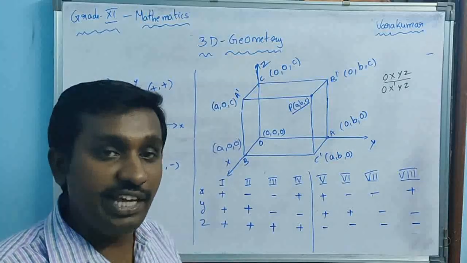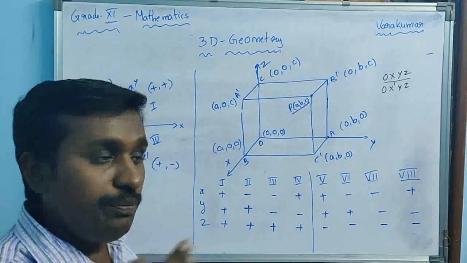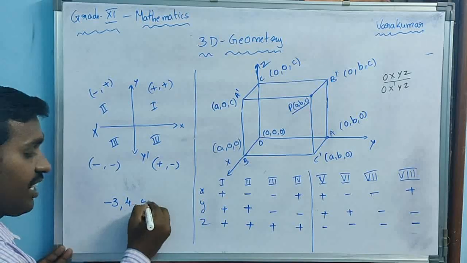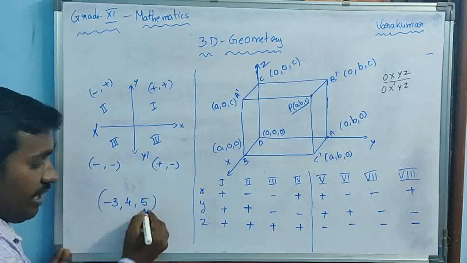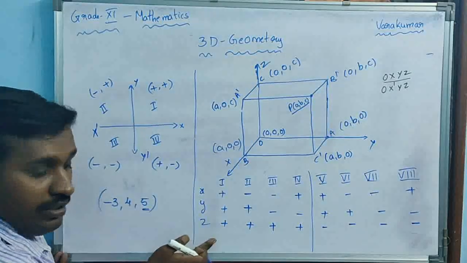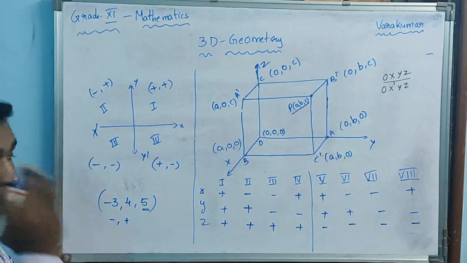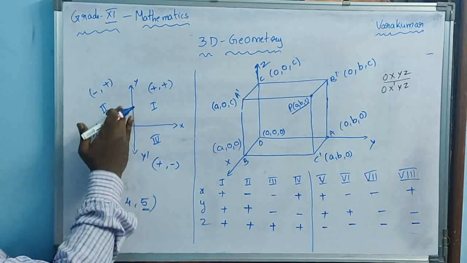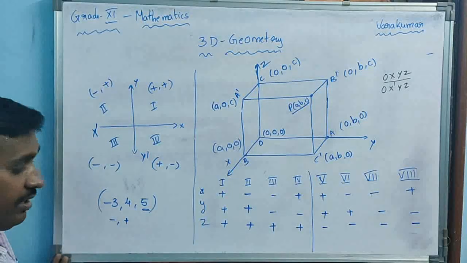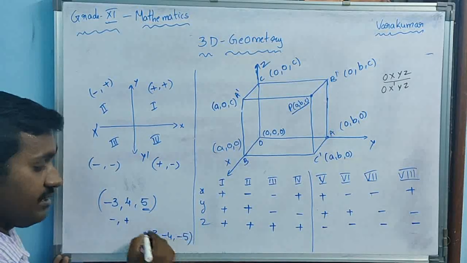So, if you want to define any point, you concentrate on the Z value. Z is positive or negative. If it is positive, go to the upper layer, then consider the XY value. Suppose I give you one point, minus 3, 4, 5. Here the Z value is 5, which is positive, so we come to the first four. X negative, Y positive says second quadrant, so it belongs to the second octant. Clear?